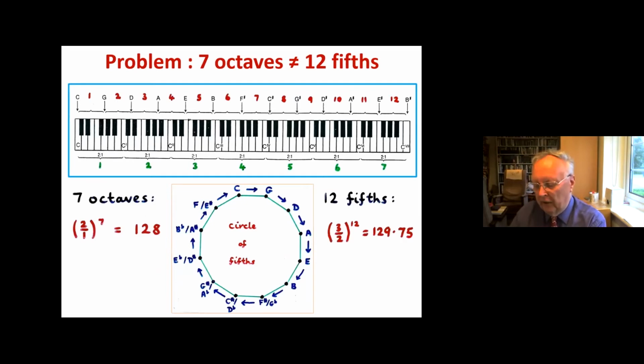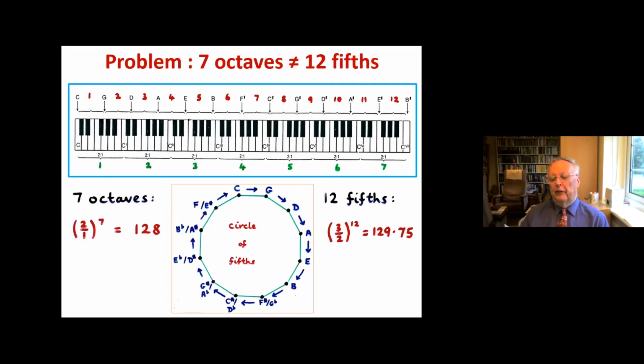However, these Pythagorean intervals can give us problems if we carry them too far. Let's look at a modern piano keyboard and compare the ratio for 7 octaves with that for 12 fifths. Starting at bottom C on the left, 7 octaves takes us to top C on the right. And we find the overall ratio by doubling 7 times, giving 2 to the 7th, or 128.